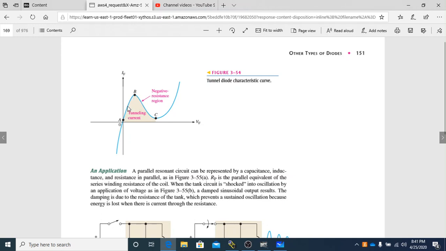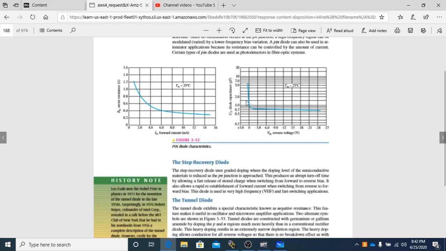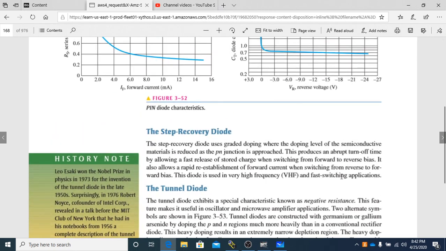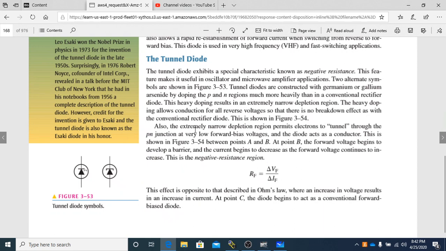Because right here, you've got forward bias voltages, just not a lot of forward bias voltage. Let me get back to that, where it allows electrons to tunnel through the p-n junction at a very low forward bias voltage, and the diode acts as a conductor. So between point A and B, we have this tunneling effect, right? So it's acting just like a conductor. The forward bias voltage is very low, but we have current going up. But at point B, the forward voltage begins to develop a barrier, and the current begins to decrease as the forward voltage continues to increase.